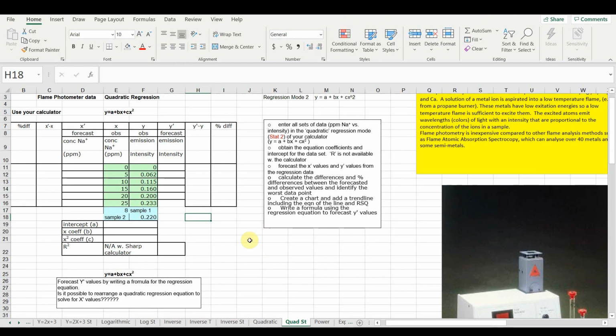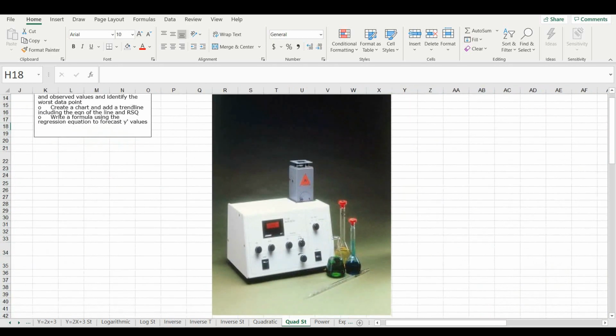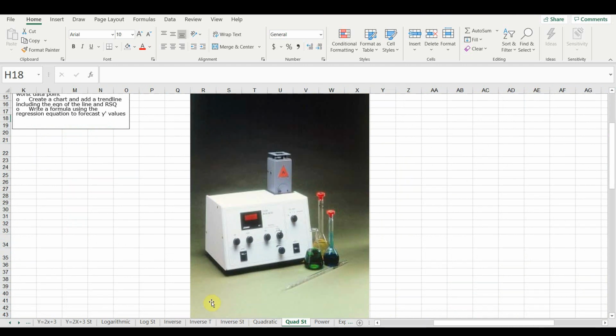This is in the Calculator Lessons workbook, and it's on the tab marked Quadratic. The data I have is for this instrument. It's called a flame photometer. It's like the baby brother of a flame atomic absorption spectrometer. It uses a low temperature flame. It's a relatively inexpensive instrument. You aspirate a sample into the flame and metal cations are excited and they emit photons and the detector senses it. It works for metals that are easily ionized, like the alkali metals, lithium, sodium, potassium.